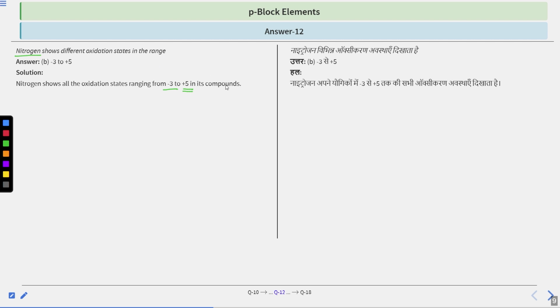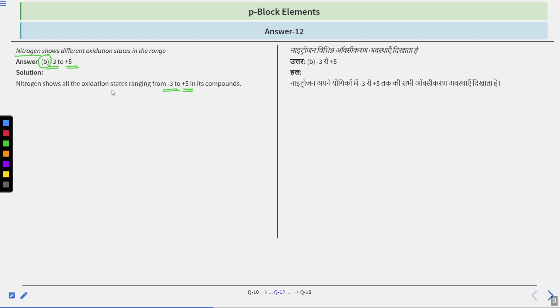So it can gain 3 more electrons to be stable. So the different oxidation states start from -3 and go up to +5. So this is the range: nitrogen shows all oxidation states from -3 to +5. -3, -2, -1, 0, +1, +2, +3, +4, +5 in its compounds. And thus, option B is the correct answer, that is -3 to +5.